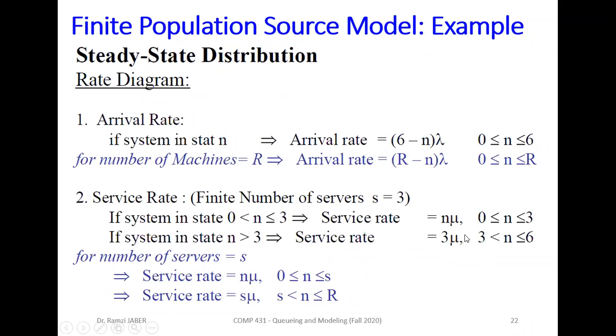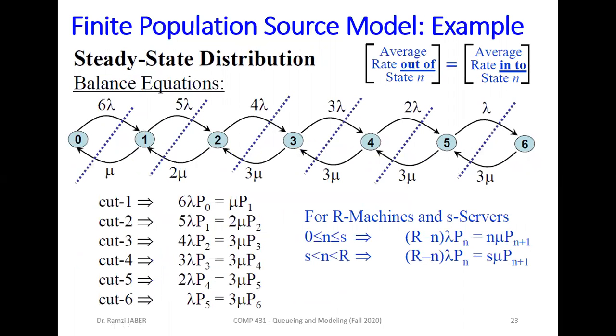This is similar to M/M/s/k/R. For number of servers s, the service rate will be n mu for n between 0 and s. Bigger than s up to r will be s mu. Okay, so any question here? Is it clear? Yeah, cool. Okay, so balance equation.